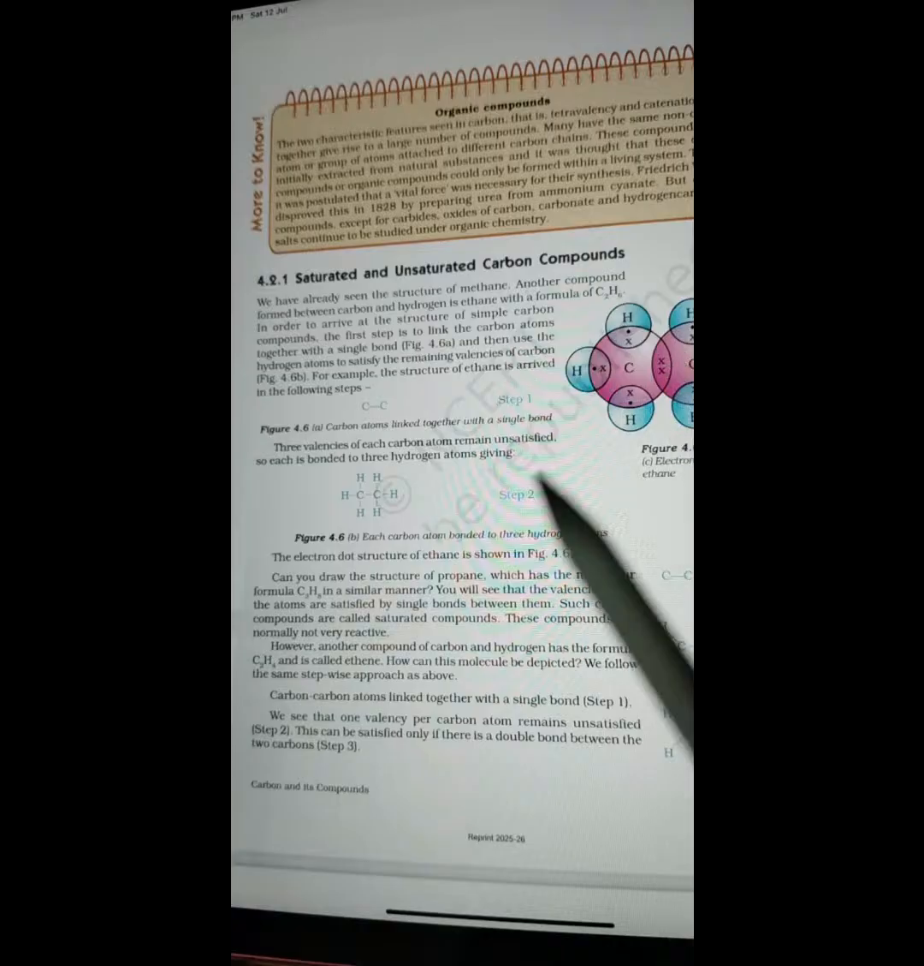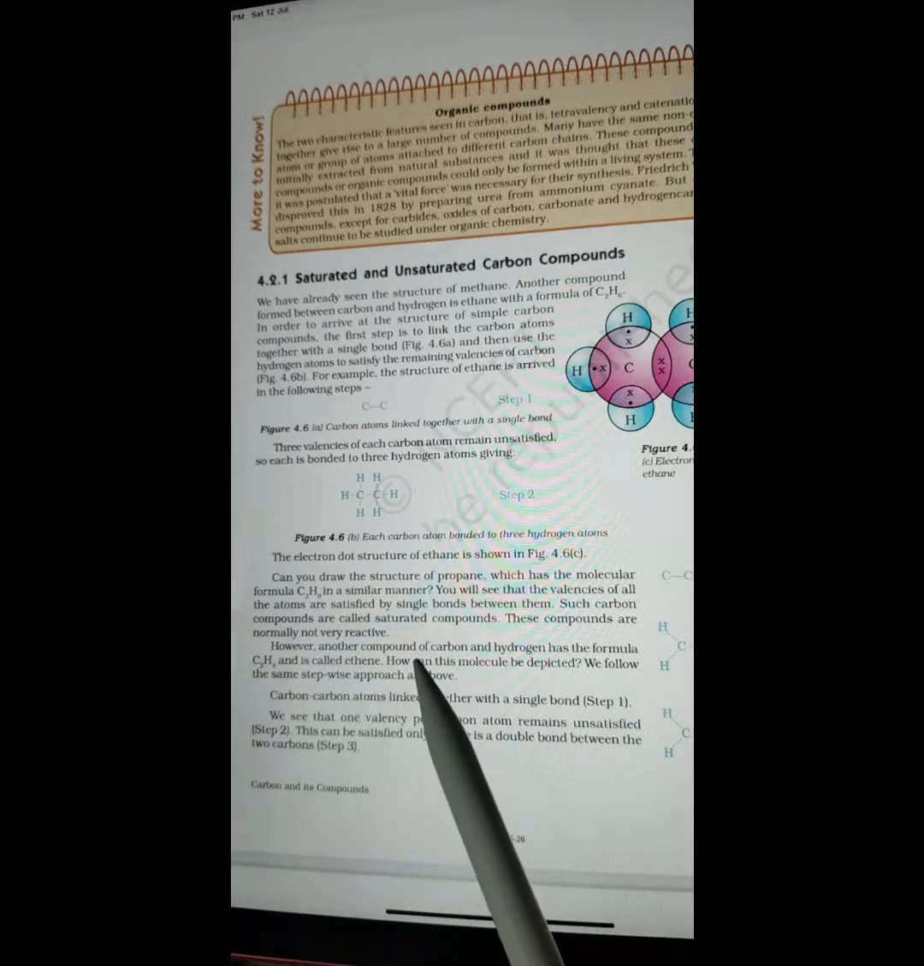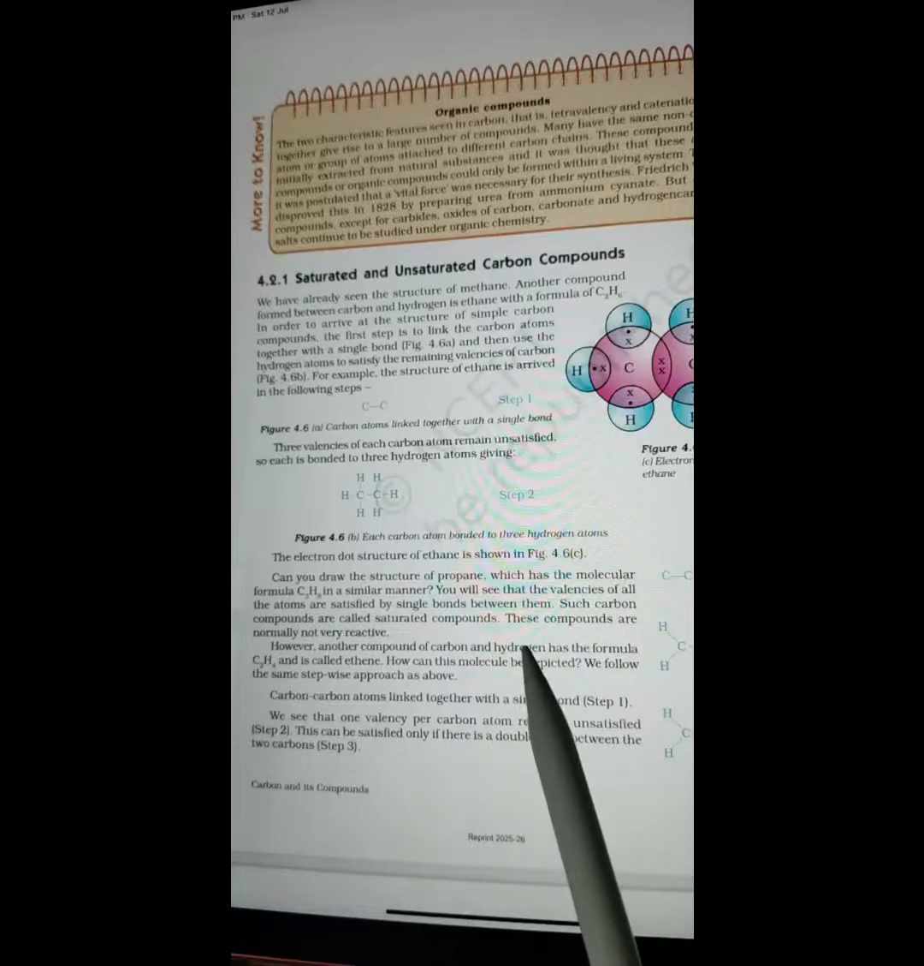This one. Can you draw the structure of propane, which has the molecular formula C3H8, in a similar manner? You will see that the valencies of all the atoms are satisfied by single bonds between them. Such carbon compounds are called saturated compounds. These compounds are normally not very reactive.